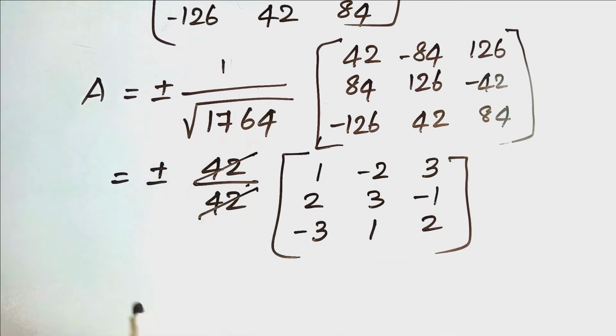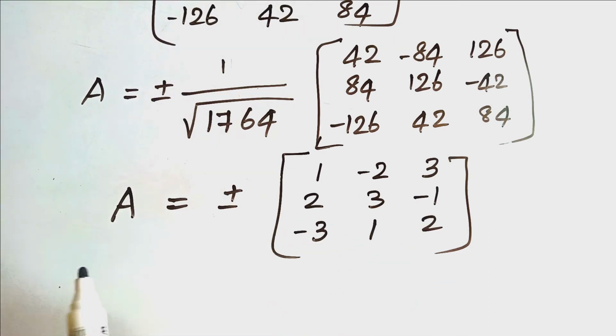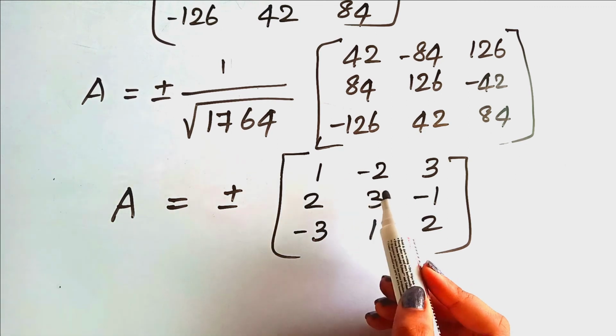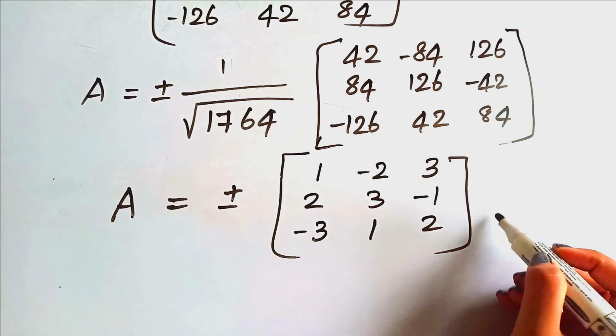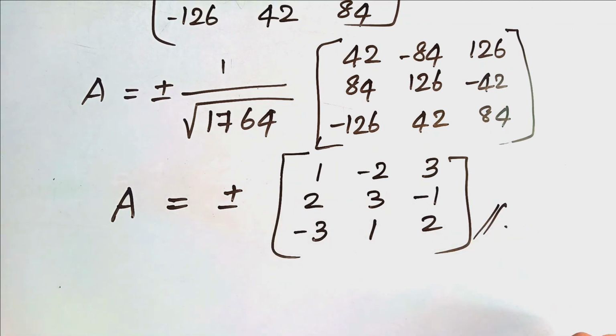So therefore our answer will be A is equal to plus or minus the matrix 1, minus 2, 3; 2, 3, minus 1; and minus 3, 1 and 2. So this is our answer. They have given the matrix adjoint A, and we have to find the matrix A, and therefore we have found the matrix A here.